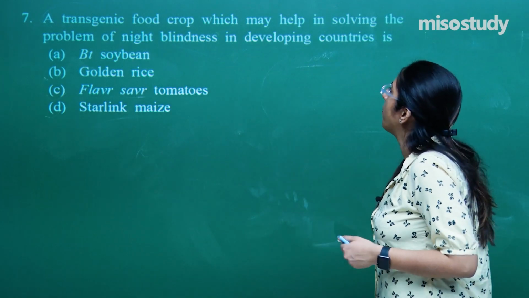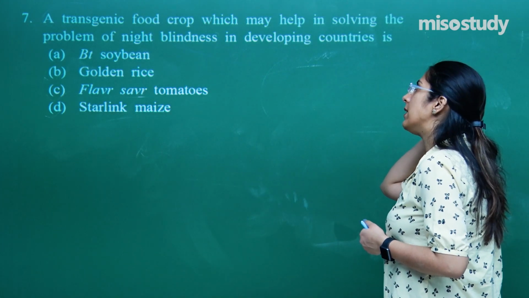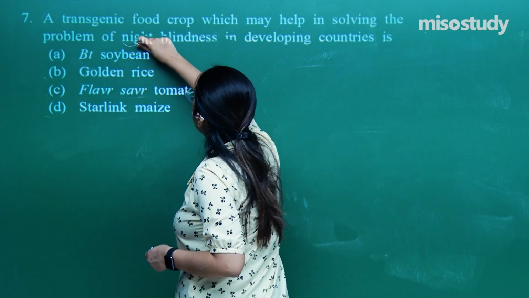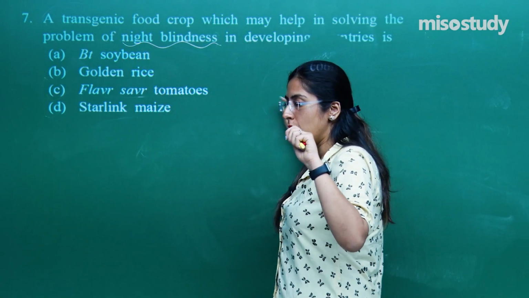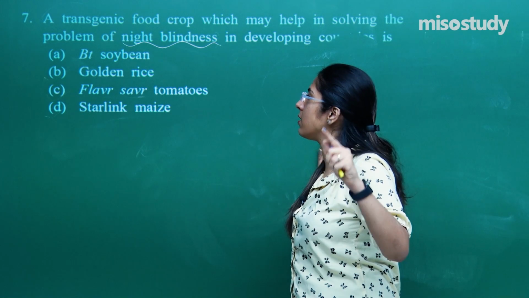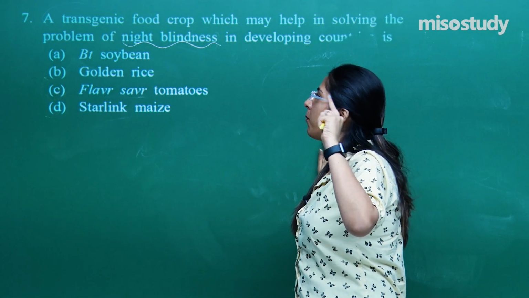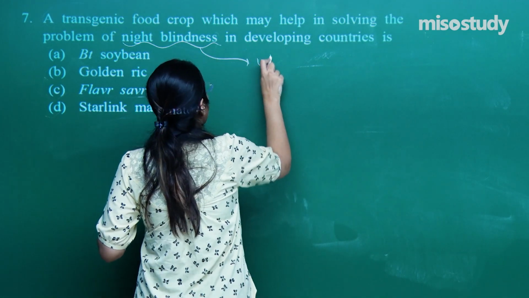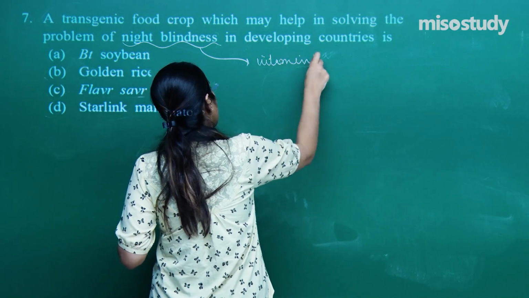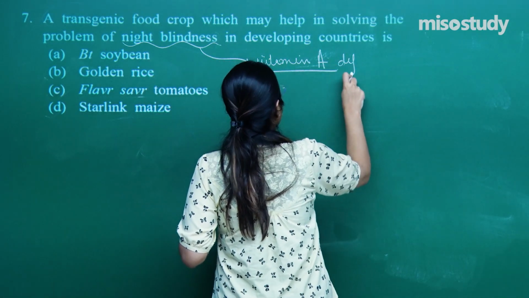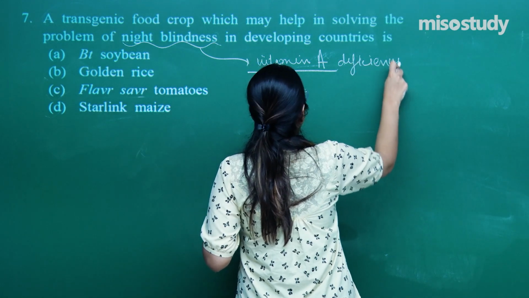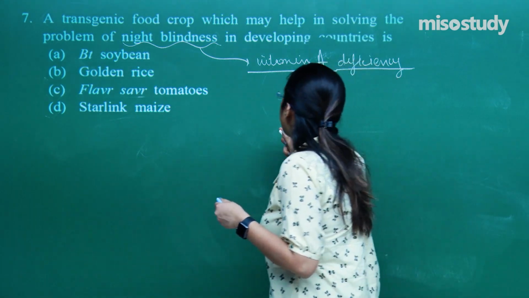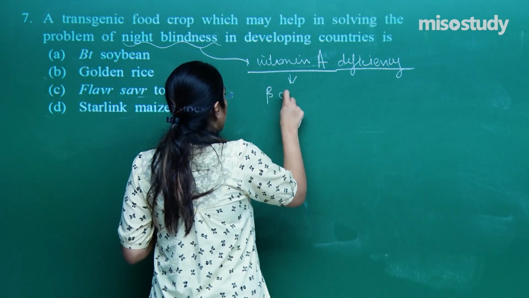Transgenic food crop which may help in solving the problem of night blindness in developing countries is... Now tell me one thing, deficiency of which vitamin is responsible for the problem of night blindness? That is related to vitamin A. Vitamin A deficiency leads to night blindness, right? And the precursor of vitamin A is beta carotene.